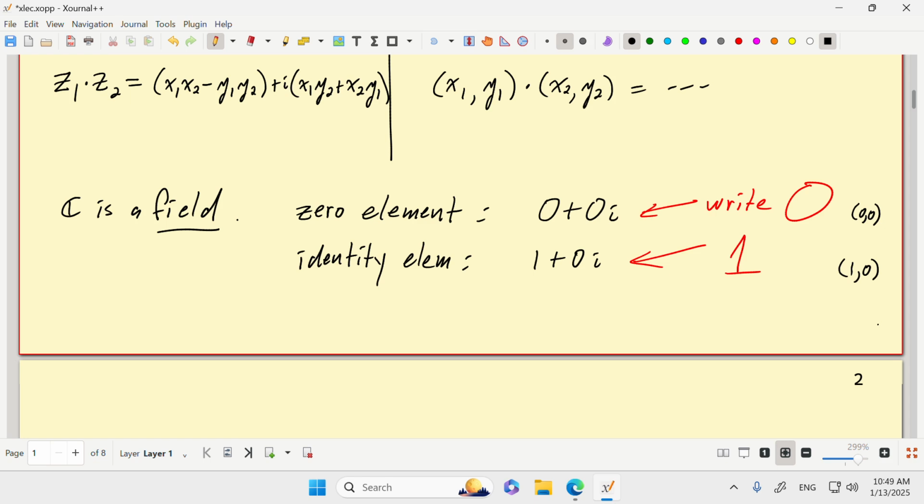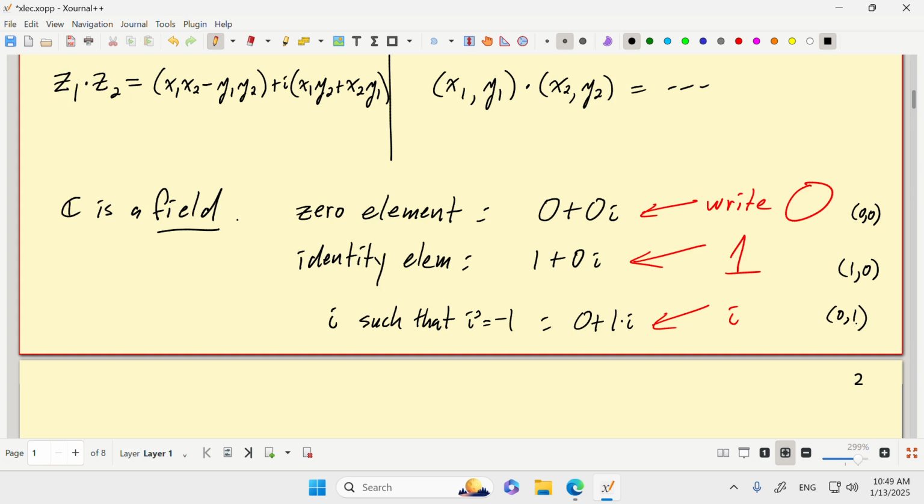And the interesting thing in the complex numbers is i, such that i squared equals minus 1. That is 0 plus 1 times i. And of course we write i for that. And that's the point (0, 1) in the plane.